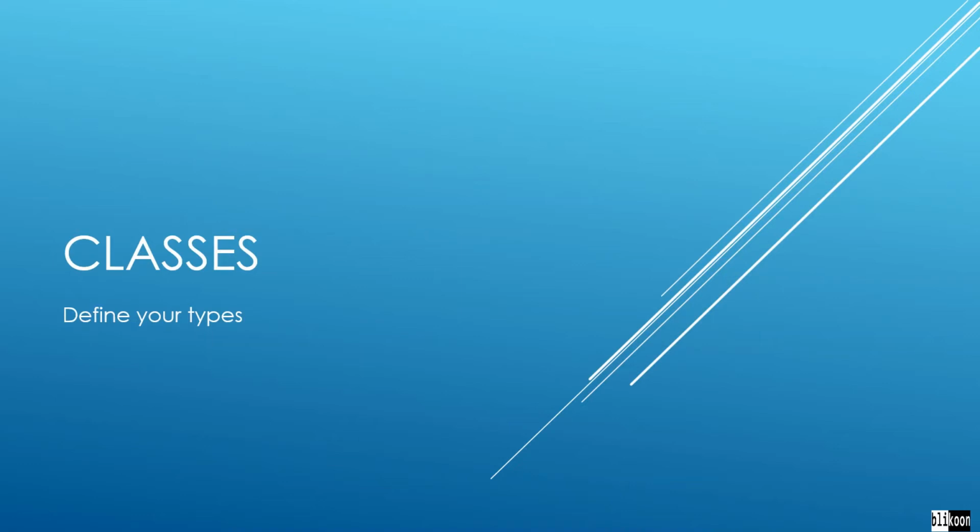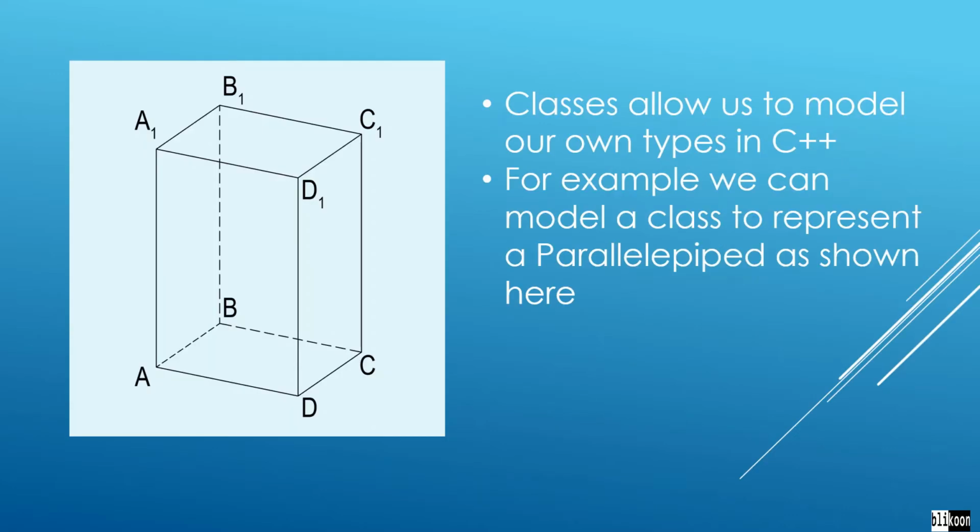In this lecture, we're going to look at classes in C++, a great construct to help you model your own types that you can use in your C++ programs. We're going to look at this from a practical perspective. We want to use a few classes in C++ to model a 3D object like this. It's called a parallelepiped. I don't know how you pronounce that. But the shape we are targeting in our modeling is this one.